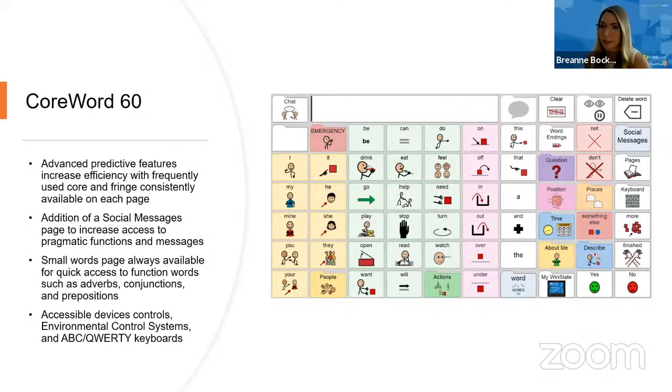And our latest and largest layout, CoreWord 60. So this supports even the most complex communicators. Still has those predictive features with both core and fringe that are available on each page. And then in addition to the chat folder, there's a social messages folder that gives access to even more social interaction. There's a small words page for function words. And we still have the accessible device controls, environmental controls, and keyboards on there.